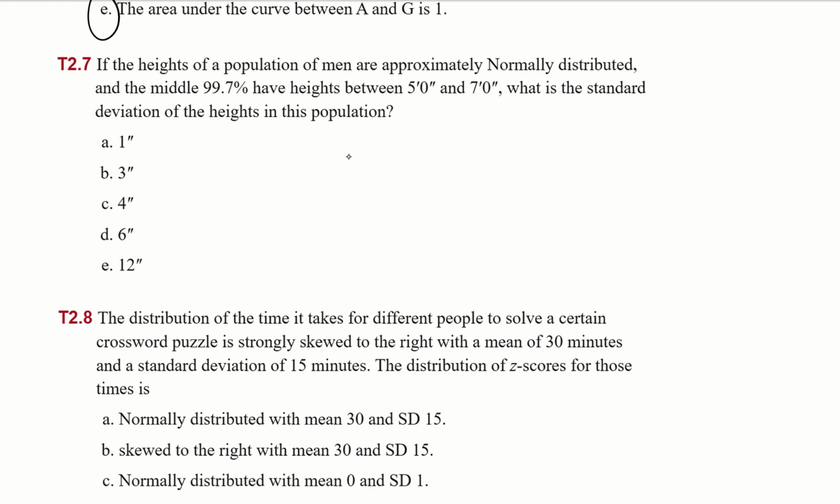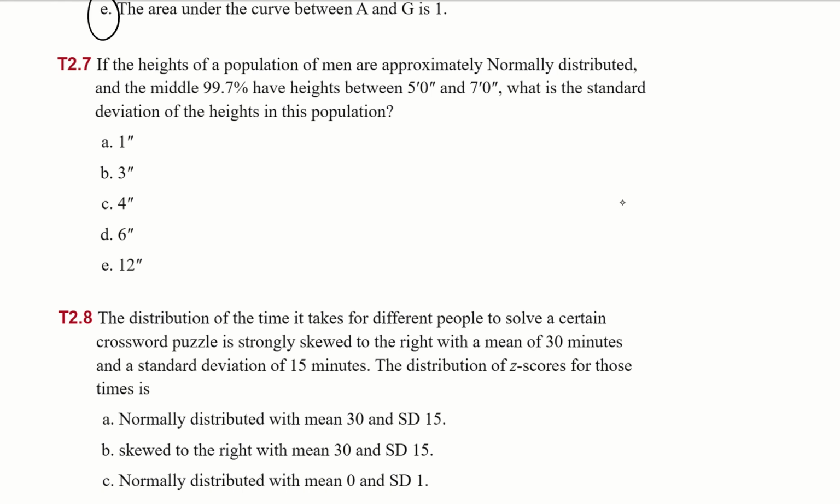If the heights of a population of men are approximately normally distributed and the middle 99% have heights between 5 foot and 7 foot, what is the standard deviation of the heights in this population? All right. So first off, if you look at the answers, they are in inches. So this is tricky, right? They have the standard deviation in inches, but they have the heights here in feet and inches, right? So 5 foot 0 inches, 7 foot 0 inches. So let's convert these to inches first, right?